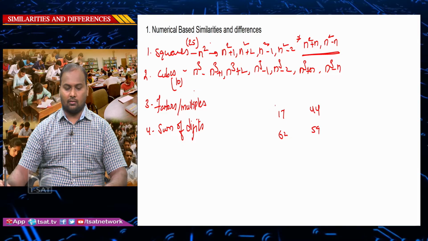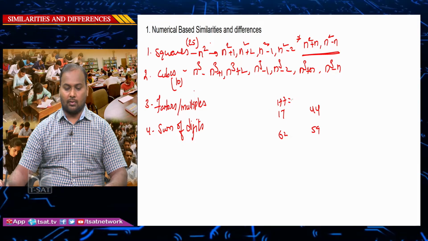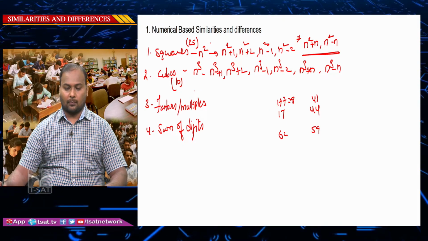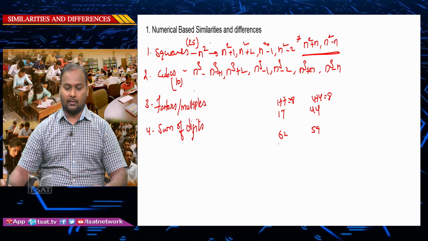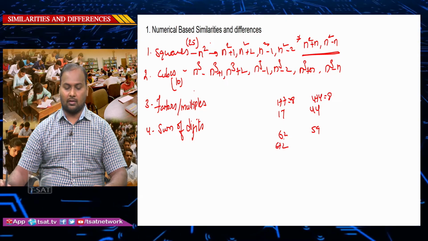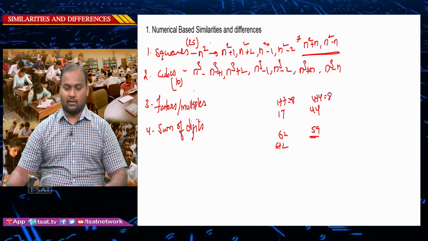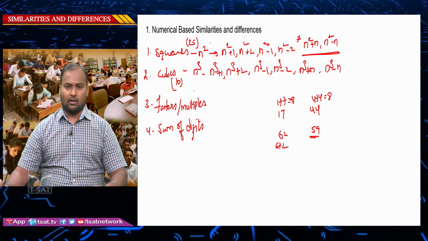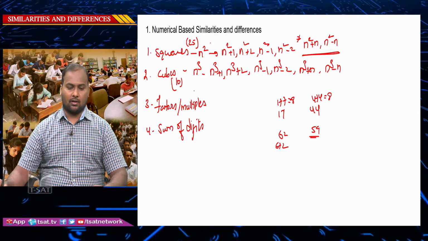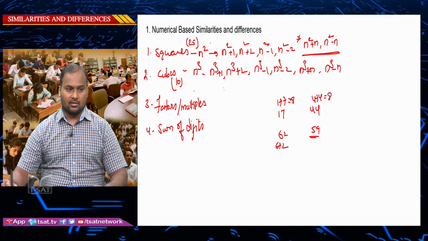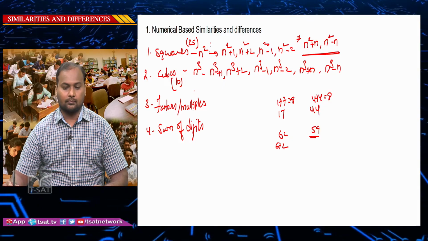If you see these 3, 1 plus 7 becomes 8, 4 plus 4 also becomes 8, 6 plus 2 becomes 8, but 5 plus 9 is not 8. So we got the answer based upon the logic of sum of digits. So, sum of digits is also possible here.